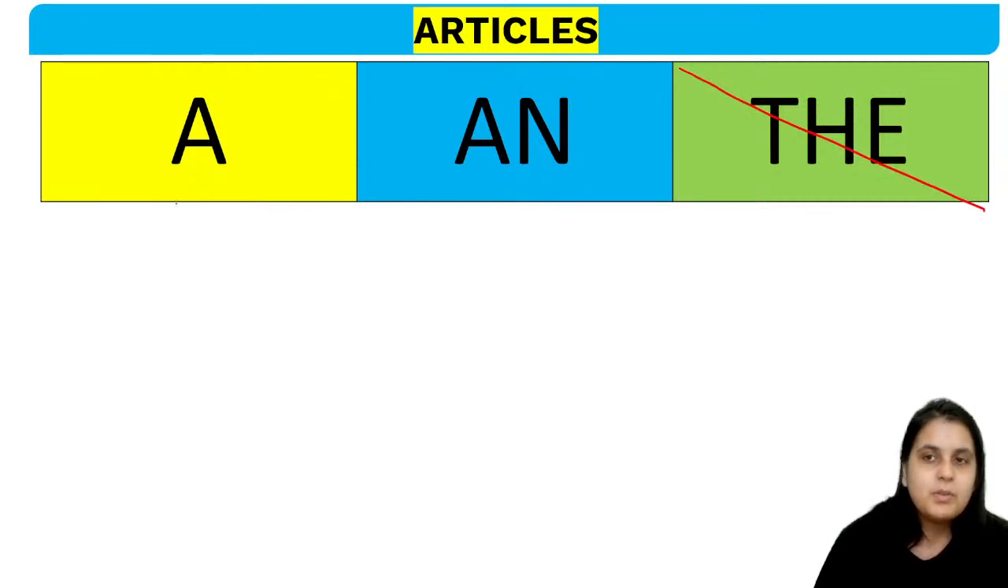ठीक है, the को एक बार hold पे रखते हैं. You tell me a and an. A and an के लिए which article is associated with vowels? Come on guys, quickly. I want quick replies. चलो. Lots to discuss. I told you there are about 50 points.